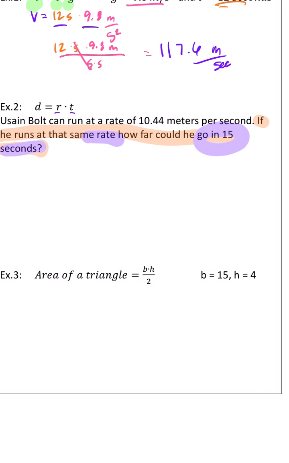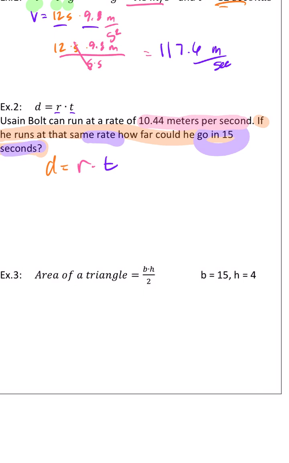The rate is 10.44 meters per second. The formula, again, is that we have distance equals the rate times the time, right? So our time is 15 seconds.